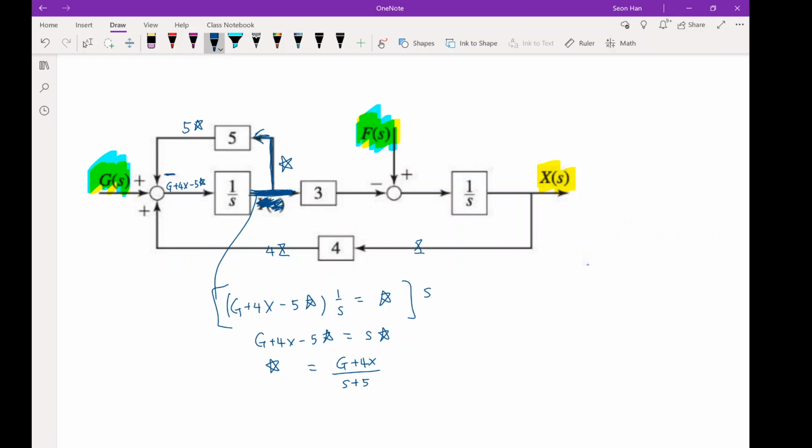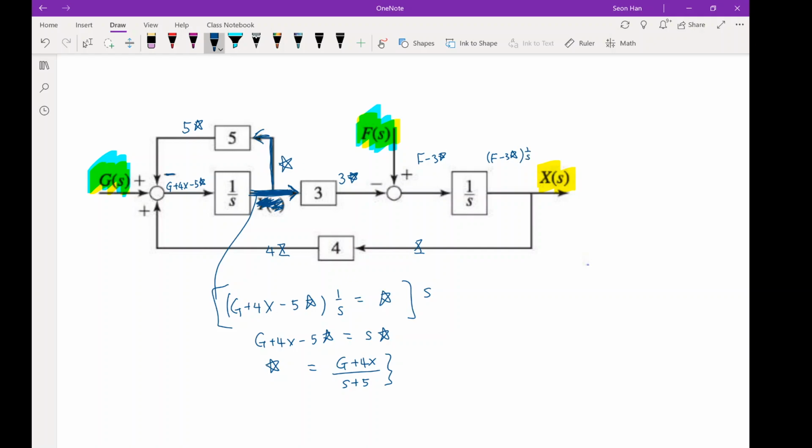So now I can actually move forward from the signal. So this is equal to 3 times that. 3 times this star, but star is no longer unknown. If I have more space, I'll just write this whole expression there. Then here this is f minus 3 times star. This is f minus 3 times star times 1 over s.